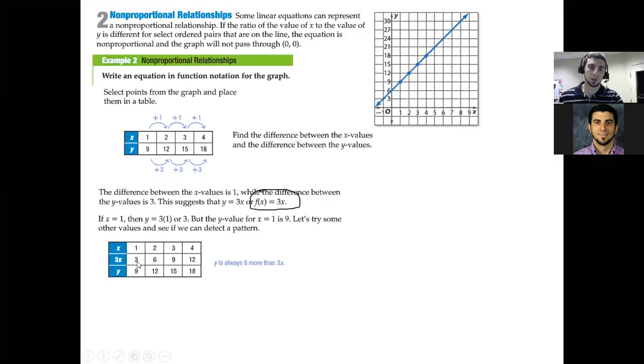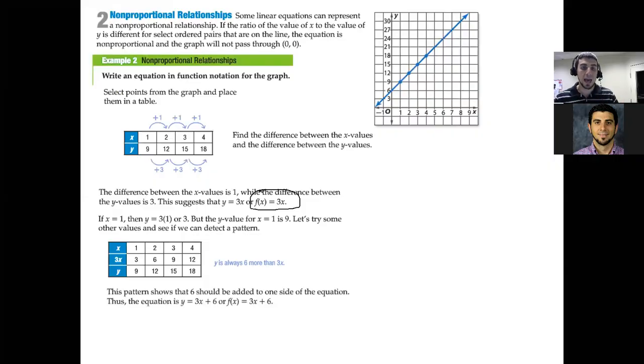Like 3x here is 3, 6, 9, 12, but the actual y value is 6 more than 3, which is 9; 6 more than 6, which is 12; 6 more than 9, which is 15; 6 more than 12, which is 18, and so forth. So that pattern shows that 6 should be added to the 3x, therefore y equals 3x plus 6. In function notation, it would be f of x equals 3x plus 6. Pretty cool stuff, huh? So this relationship is non-proportional.